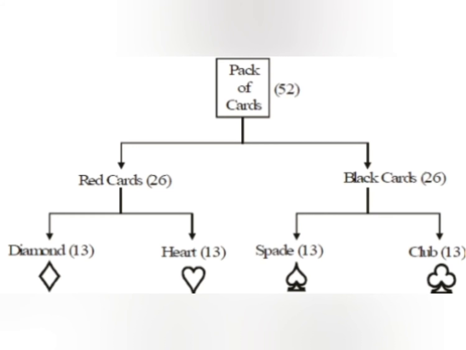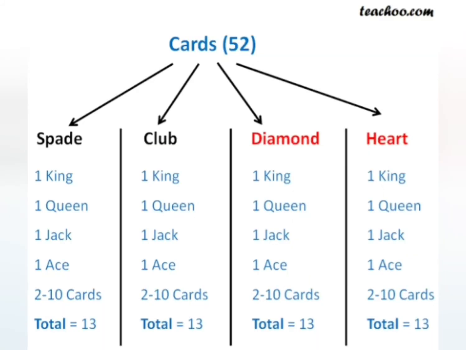And in the same way, in the red cards also, students: 13 diamonds, 13 hearts. When we add these two, we get the total number of cards, 26. So in this way, students, we can divide all 52 cards into two parts, 26 and 26.